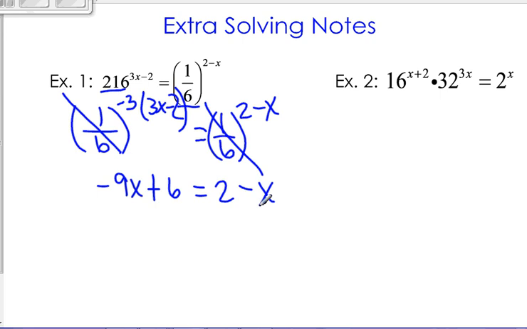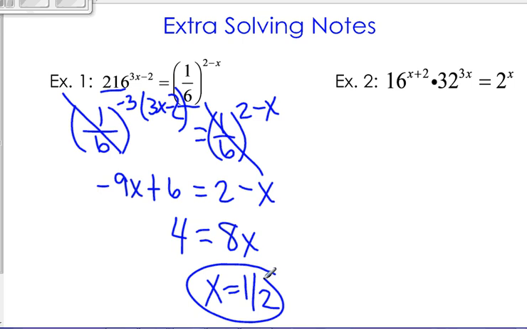So I would move my 9x to the other side to get myself an 8x, and I would subtract my 2 to the left side to get 4. And then I would divide both sides by 8, so x would equal 1/2. Again, I think the hardest part for you guys is finding what your base will be. I tend to choose my smallest number that is up there.